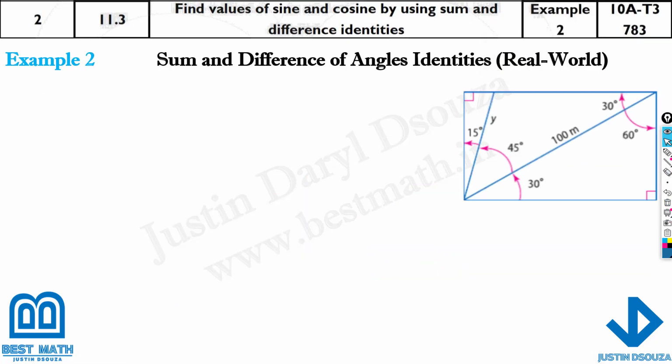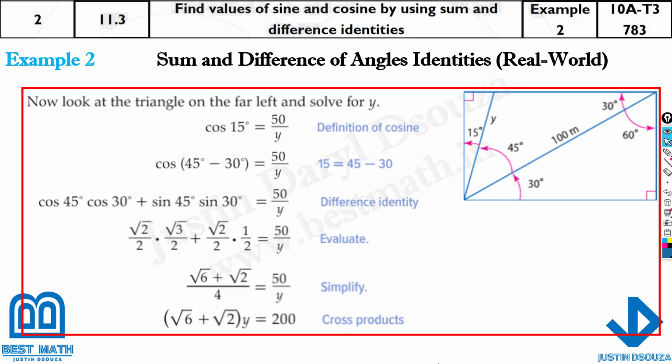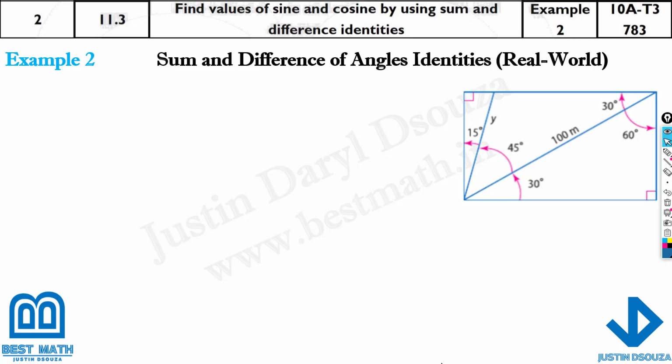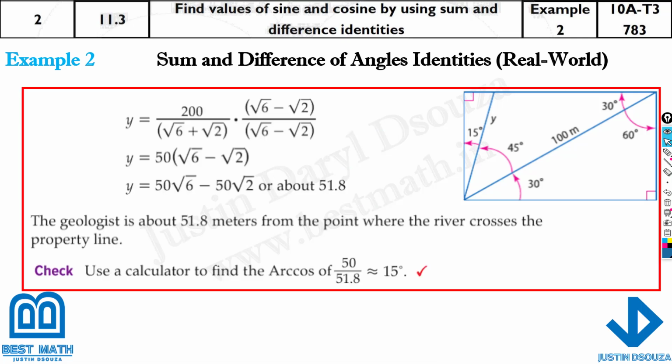You can see the methods here. First we find x, and then they have used the sum and difference angle identities, but we avoided that and found the answer. Yes, it was 51.76, that is 51.8. This is the final answer.